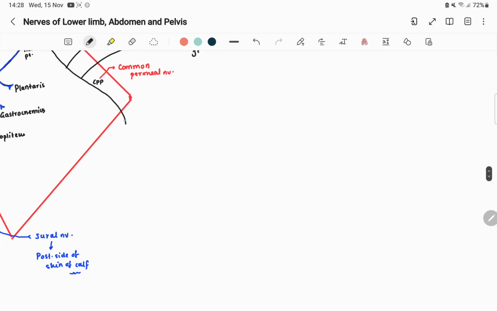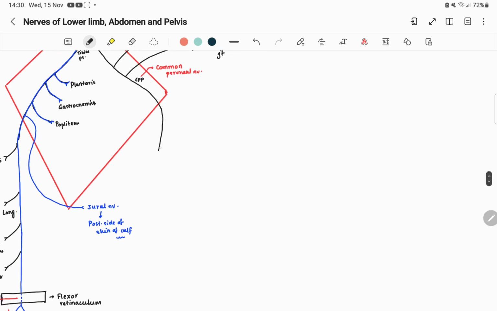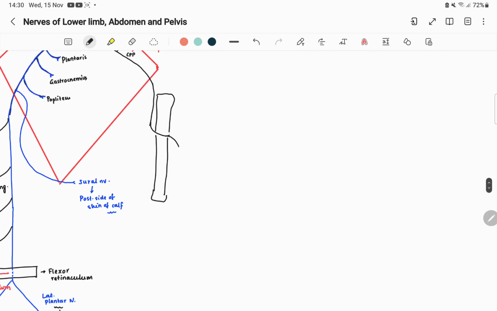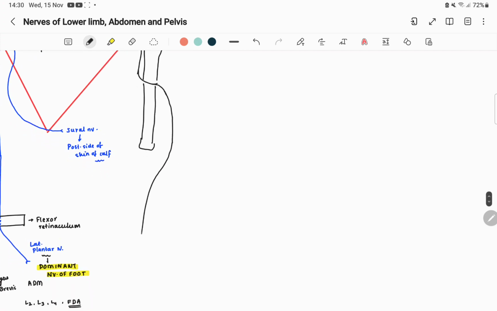And it runs down, it winds around the neck of the fibula. Okay, so superior tibiofibular joint, then it winds around the neck of the fibula. Here is our fibula, so it winds around the neck of the fibula, and divides into two branches.